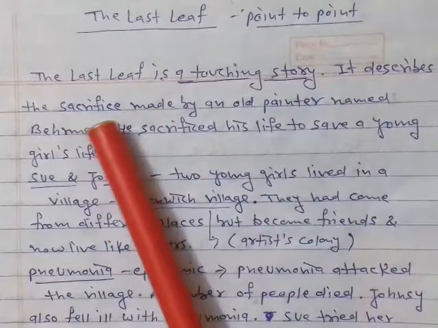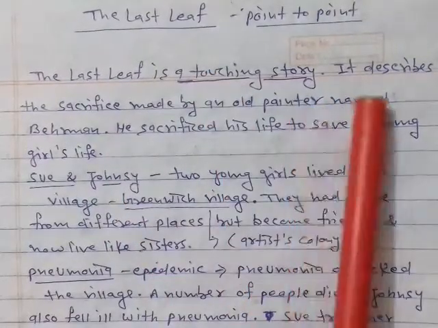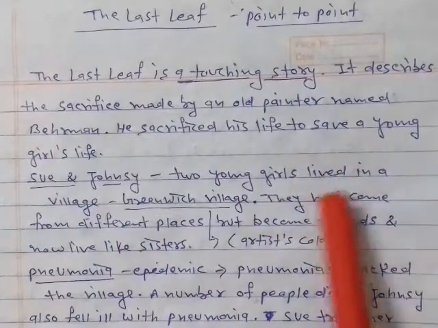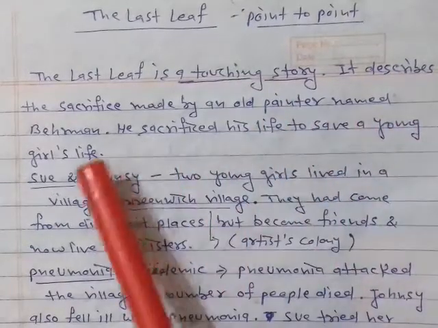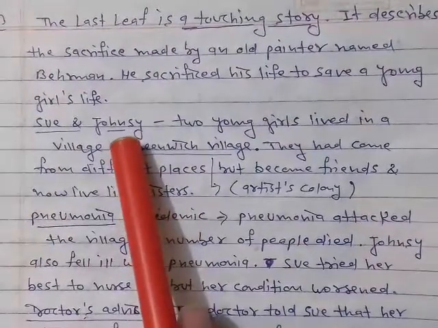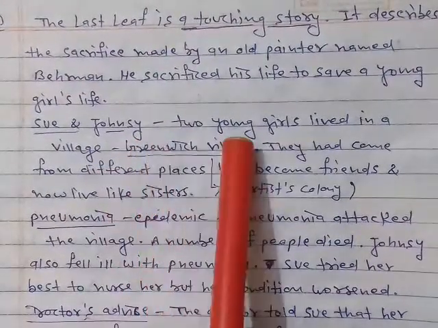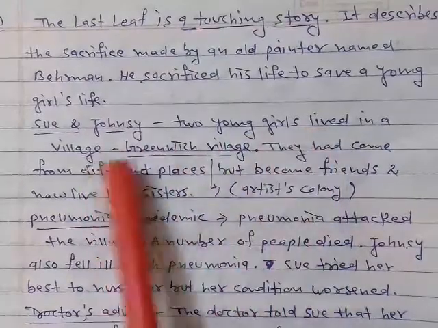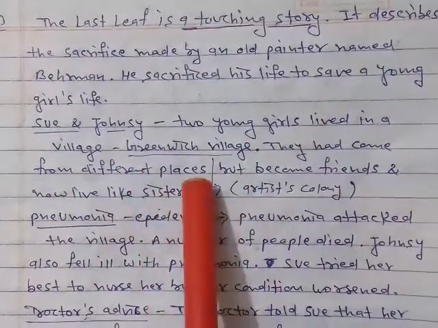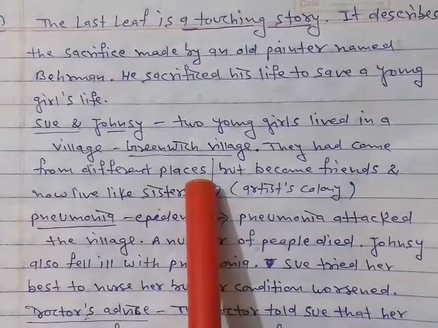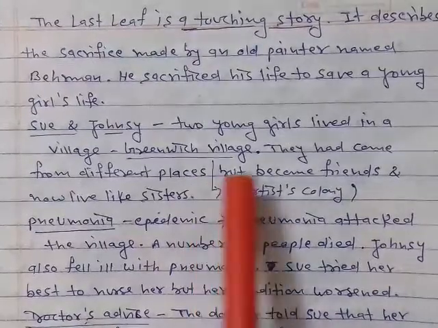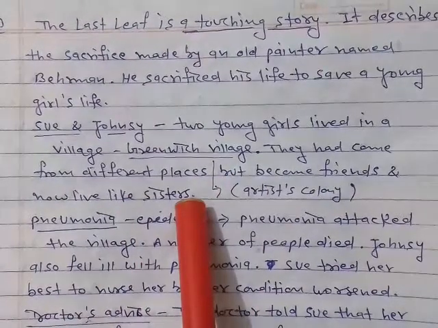It describes the sacrifice made by an old painter named Behmen, who sacrificed his life to save the life of Johnsy, a young girl. Sue and Johnsy are two young girls who lived in Greenwich Village. They had come from different places and become very good friends, and now they live just like sisters.